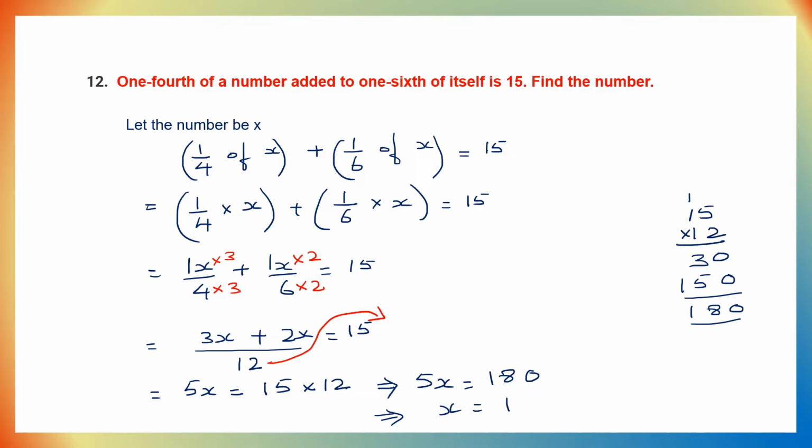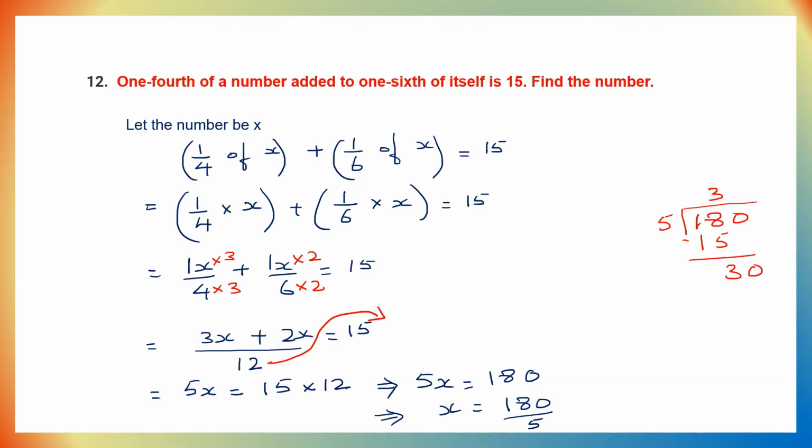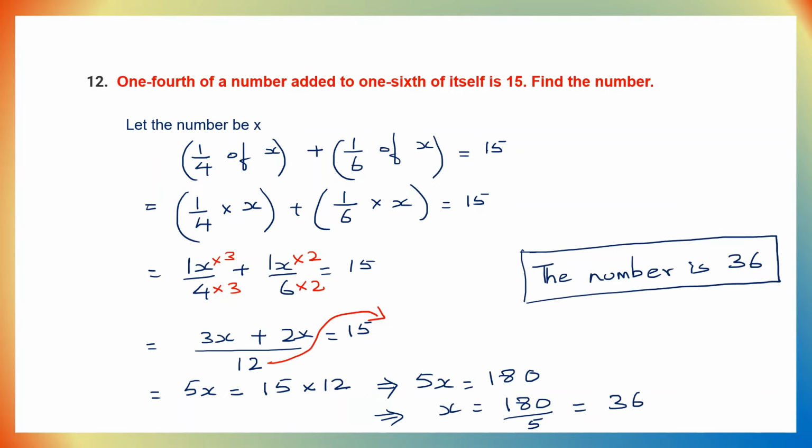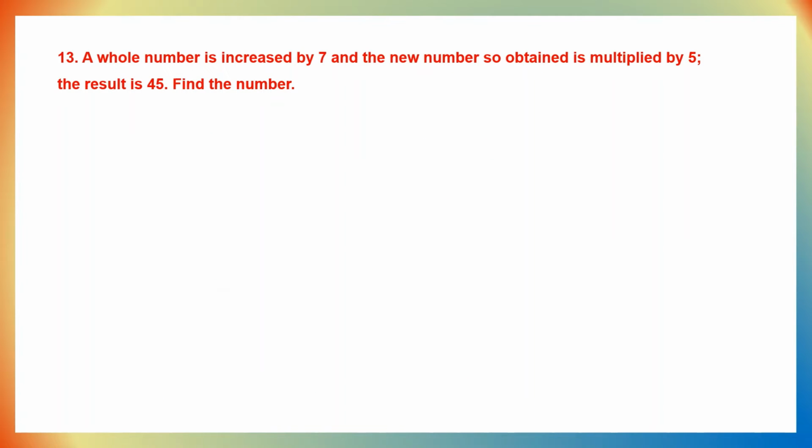x will be 180 divided by 5. So let's divide 180 by 5. So here we have 18. So 5 3's are 15 minus 3 and then 0. 5 6's are 30. So we have found the value of x to be 36. So the question is find the number and the number is 36. So the final answer is this. The number is 36.